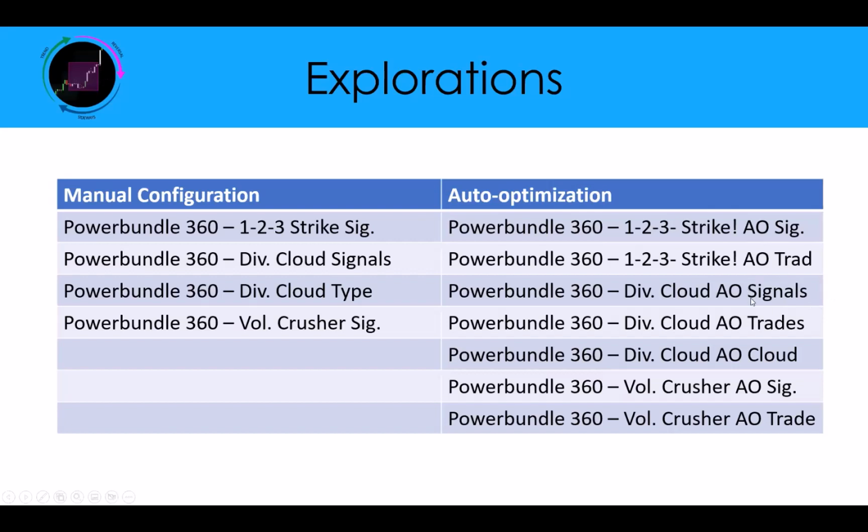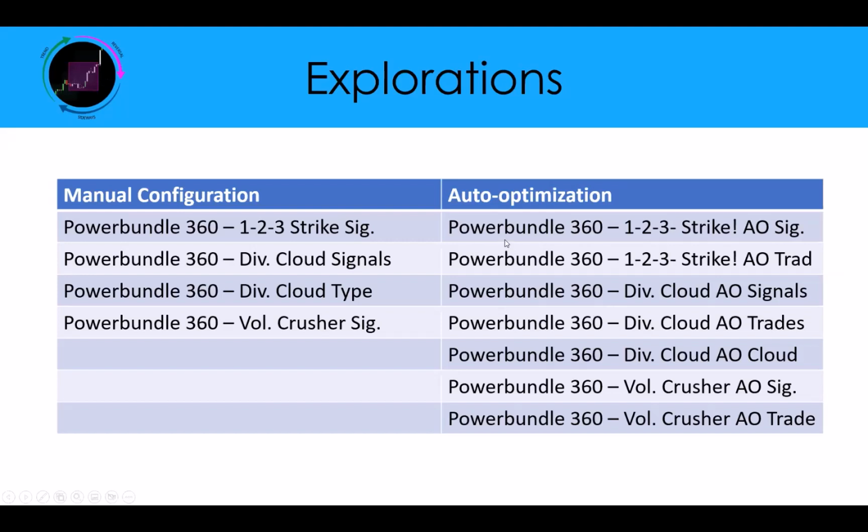We can scan for signals at the last bar or for open trades, and again, for the cloud color. And for Volatility Crusher, again, we can scan for signals at the last bar and whether Volatility Crusher currently has an open trade. And all these explorations will use the auto optimization feature. All right, so this is also included in the installation of the Powerbundle AO for MetaStock.